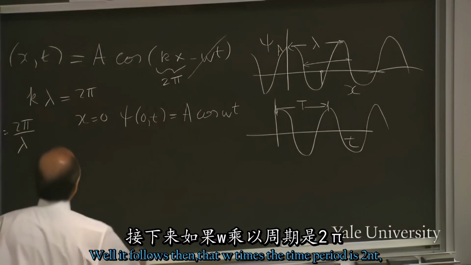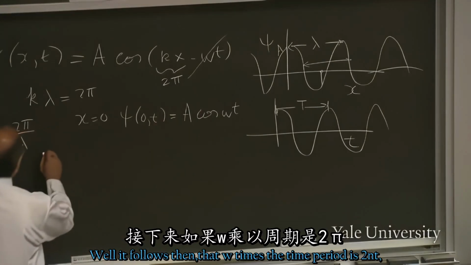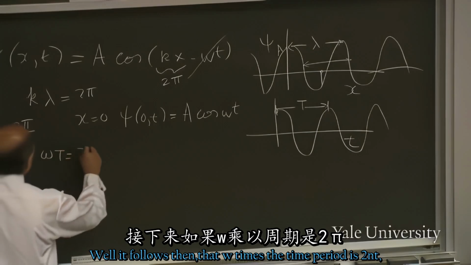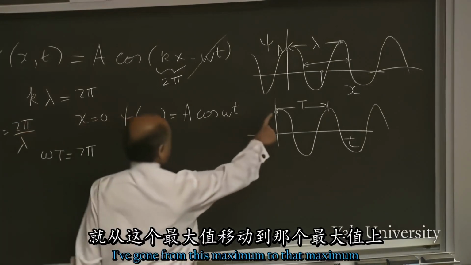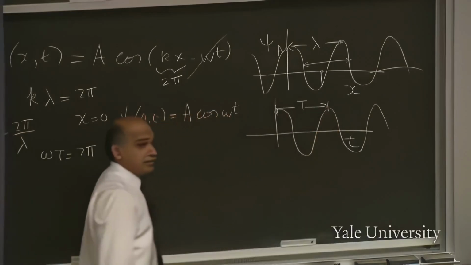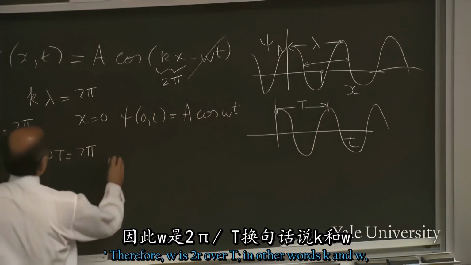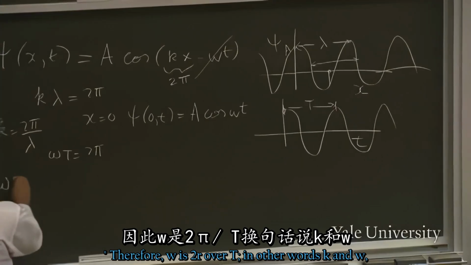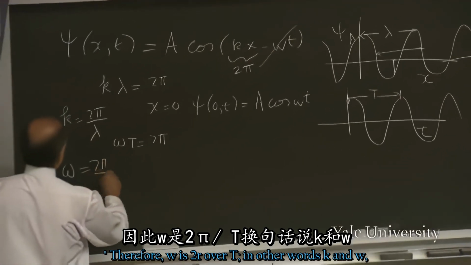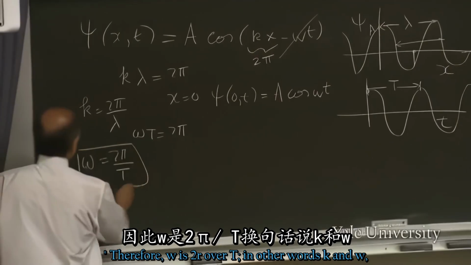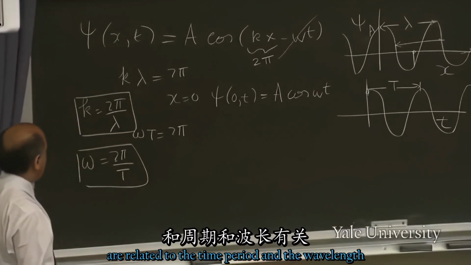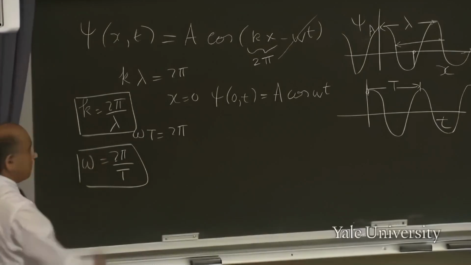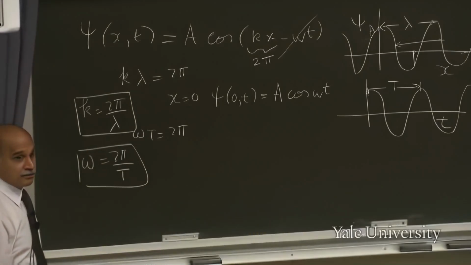Well, it follows then that omega times the time period is 2 pi, because when I put little t equal to the time period, I've gone from this maximum to that maximum. Therefore, omega is 2 pi over T. In other words, k and omega, which we put into the wave, are related to the time period and the wavelength through this reciprocal formula.